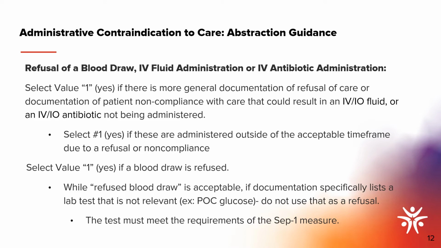In addition, if a blood draw is refused, you may select value 1, yes, for administrative contraindication to care. However, the test must meet the requirements of the Step 1 measure. So if they're refusing a point of care blood glucose, that is not going to qualify as administrative contraindication to care, and you would not be able to use that as a qualified refusal. Just keep that in mind, please.